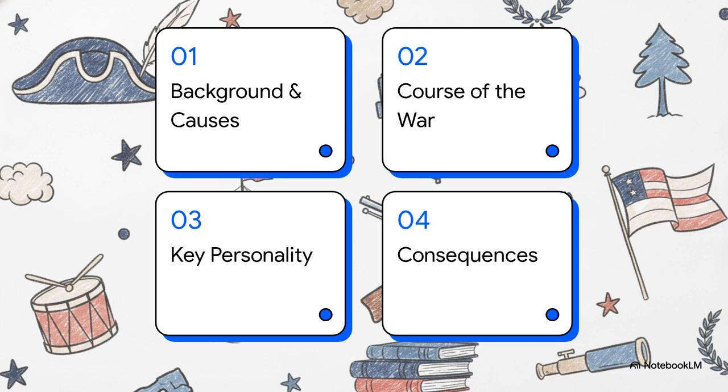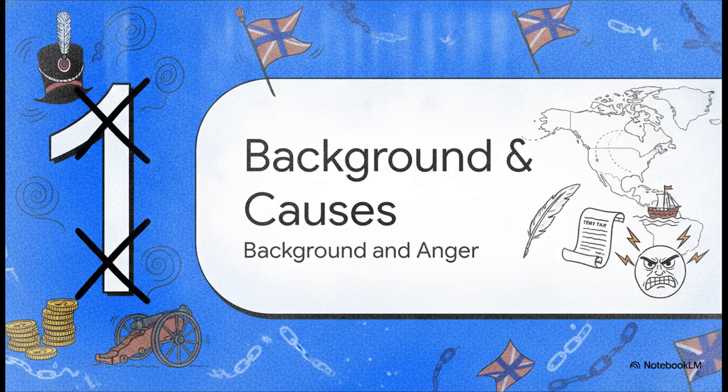Here's our roadmap for today. We're breaking the revolution down into 4 clear buckets for your exams. 1. Causes of the revolution. 2. Course of the war. 3. A key personality study on George Washington. And 4. The consequences and Irish impact. Let's jump straight into Section 1.